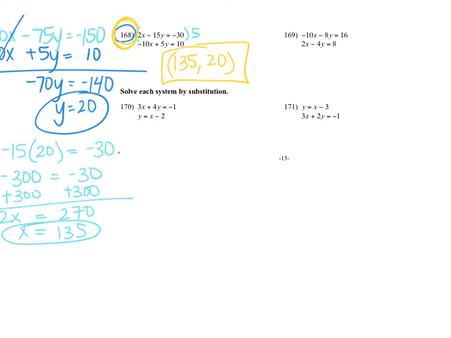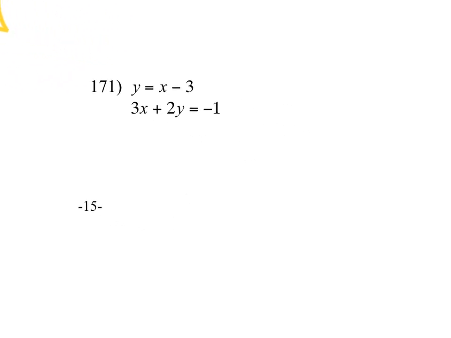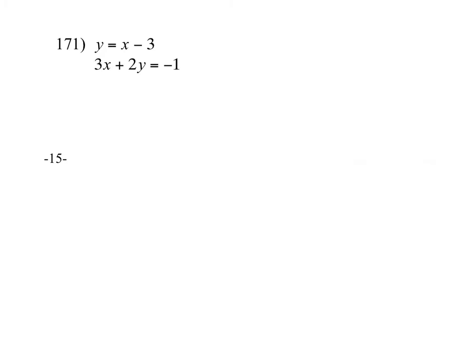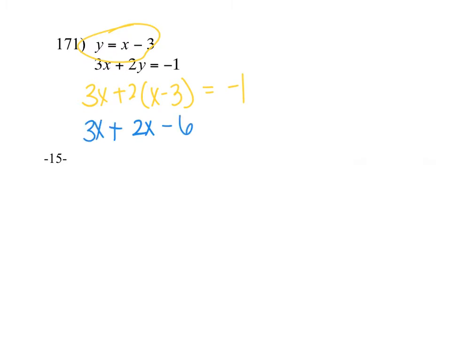Now substitution is a little bit easier, especially if something like 171 comes up. 171, my y is already isolated, so I just have to plug that in. So 3x plus 2y, which is x minus 3, equals negative 1. So I'm going to not cross cancel. I'm going to distribute, so I get 2x minus 6, and then my 3x on the left equals negative 1. So 5x minus 6 equals negative 1.